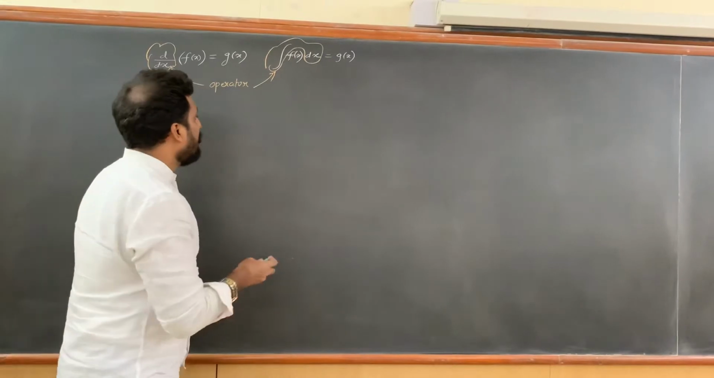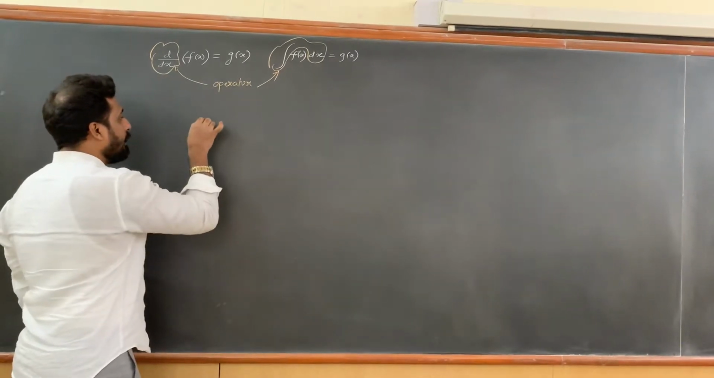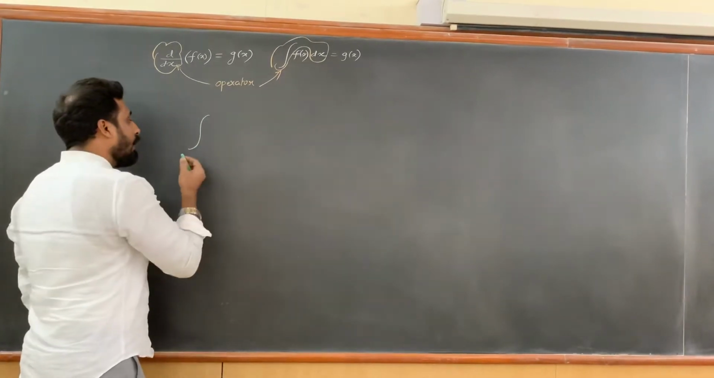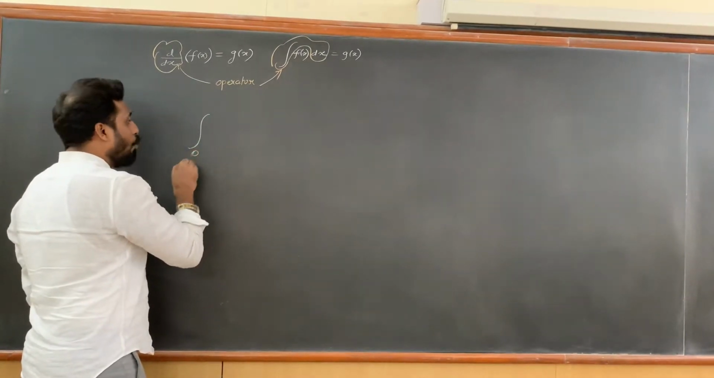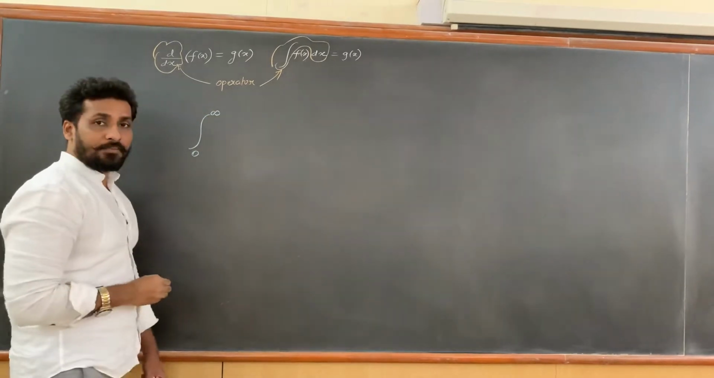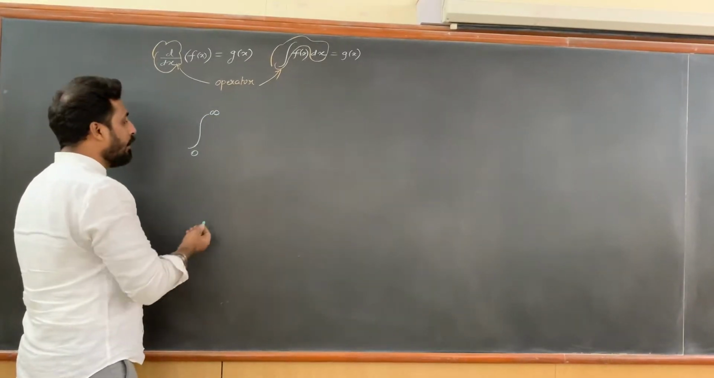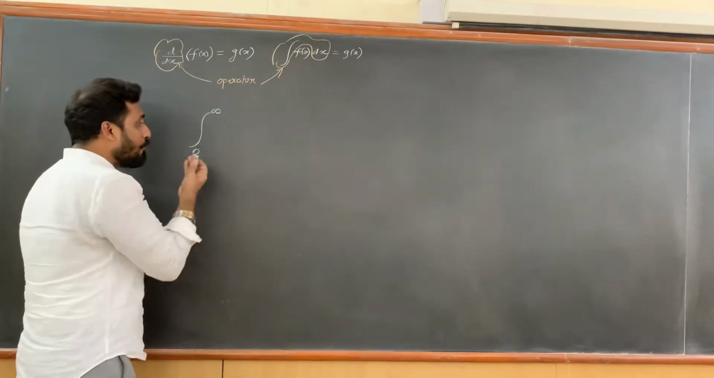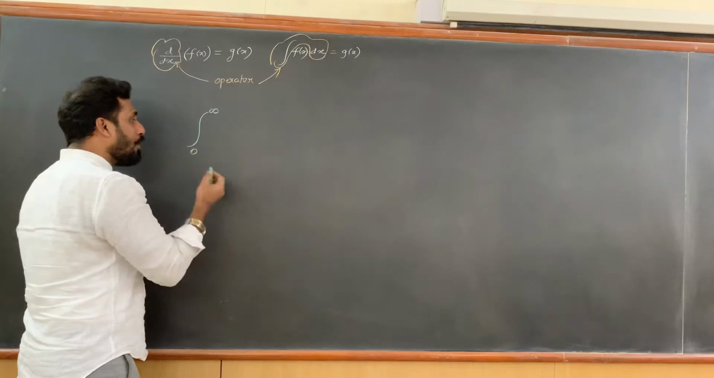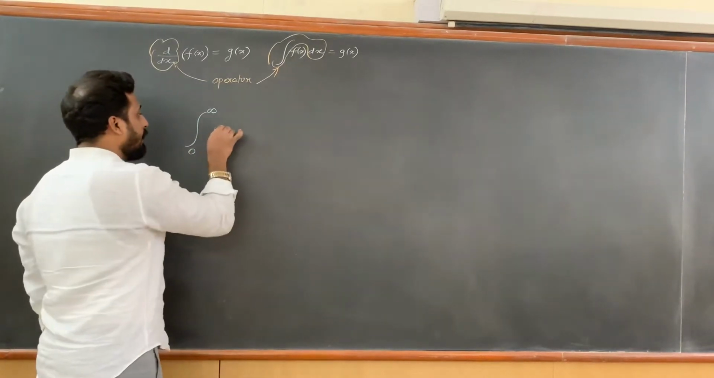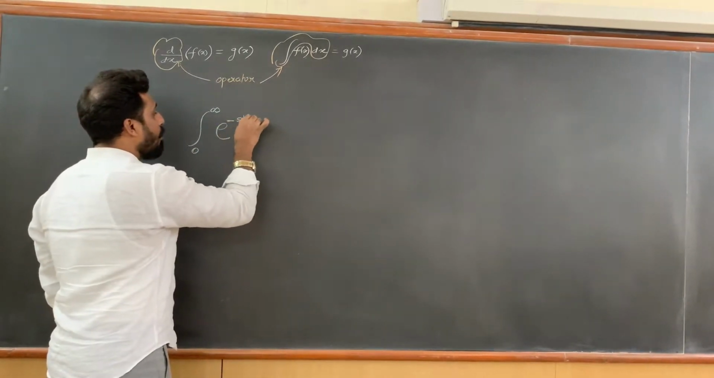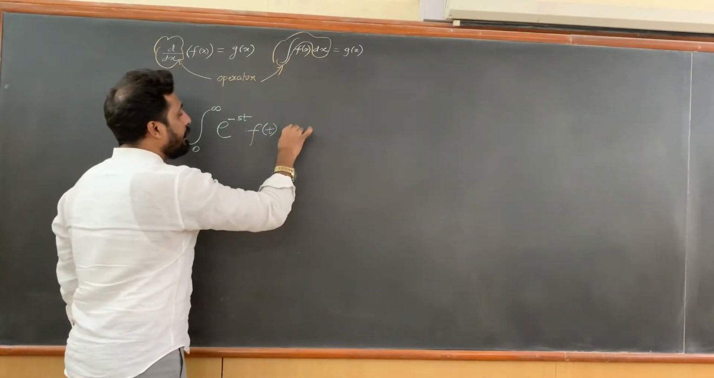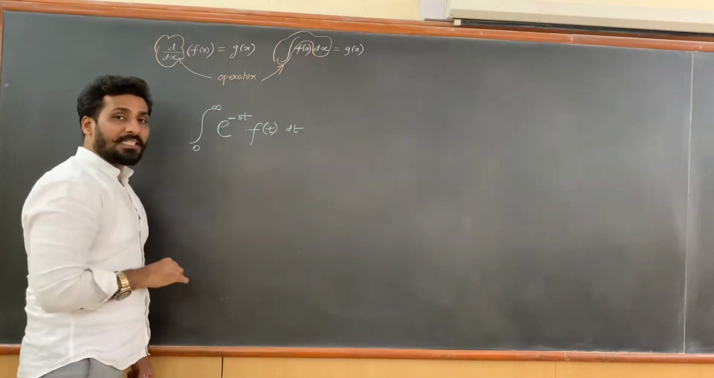Observe carefully. Laplace transform is basically an integral. A Laplace transform is an integral varying from 0 to infinity. So Laplace transform is an integral having limits from 0 to infinity, and it is an integral of what? What is the function that is present inside the integral? The function that is present inside the integral is e raised to minus st into f of t dt. So that's a Laplace transform.